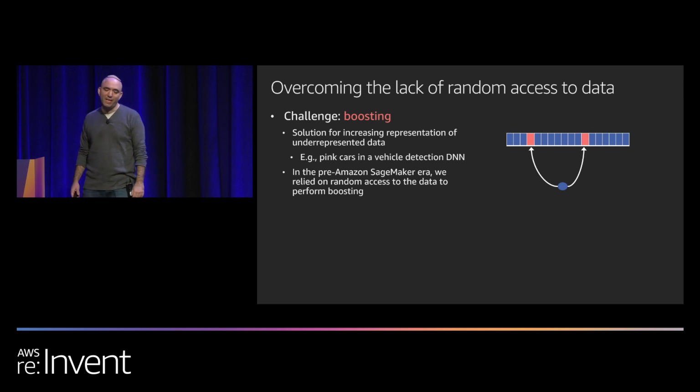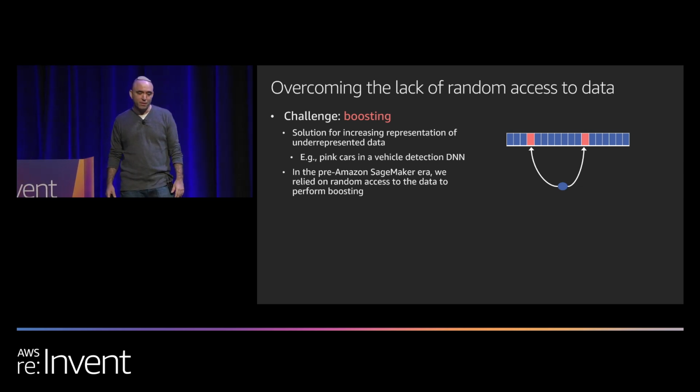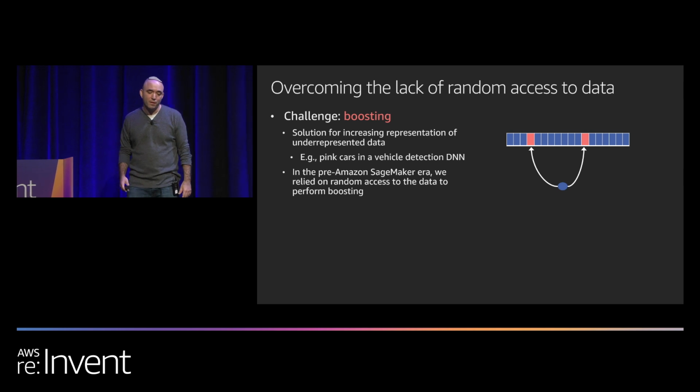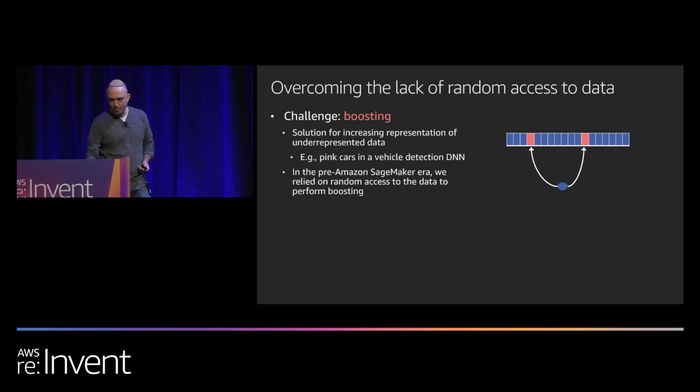When you're able to freely access your entire data set and can point to the pink cars in the data set as illustrated, this is a fairly simple task. But how do you do this when your input is sequential, as in pipe mode?